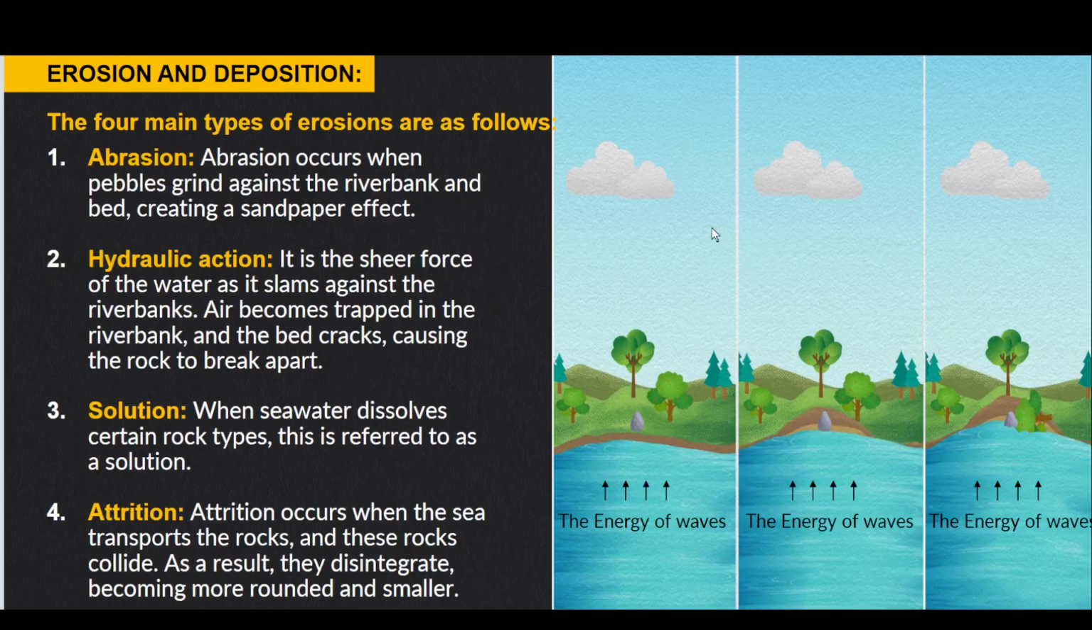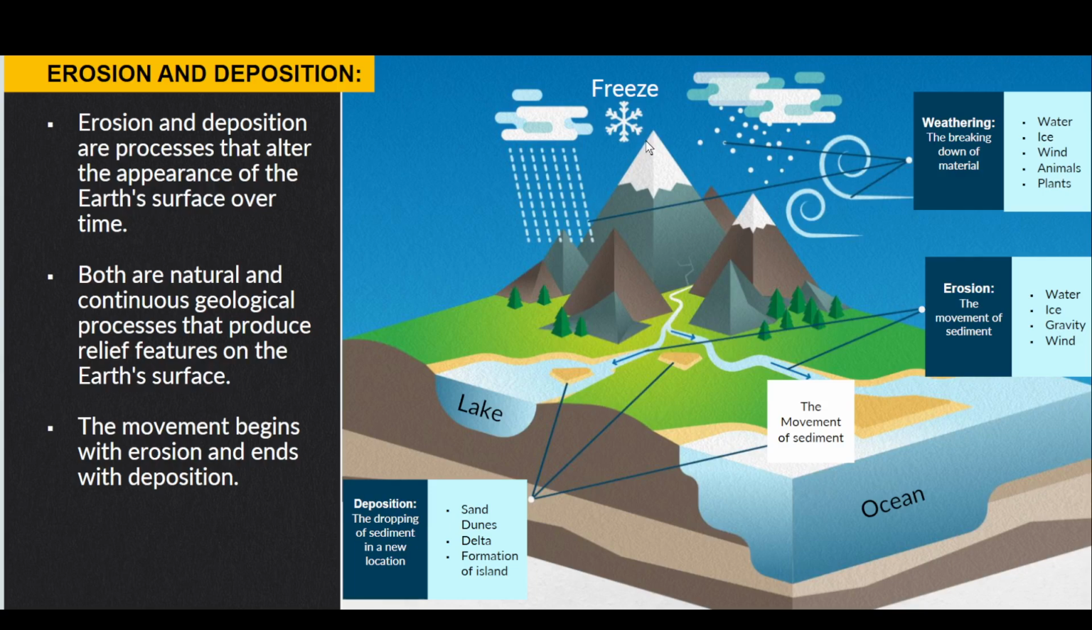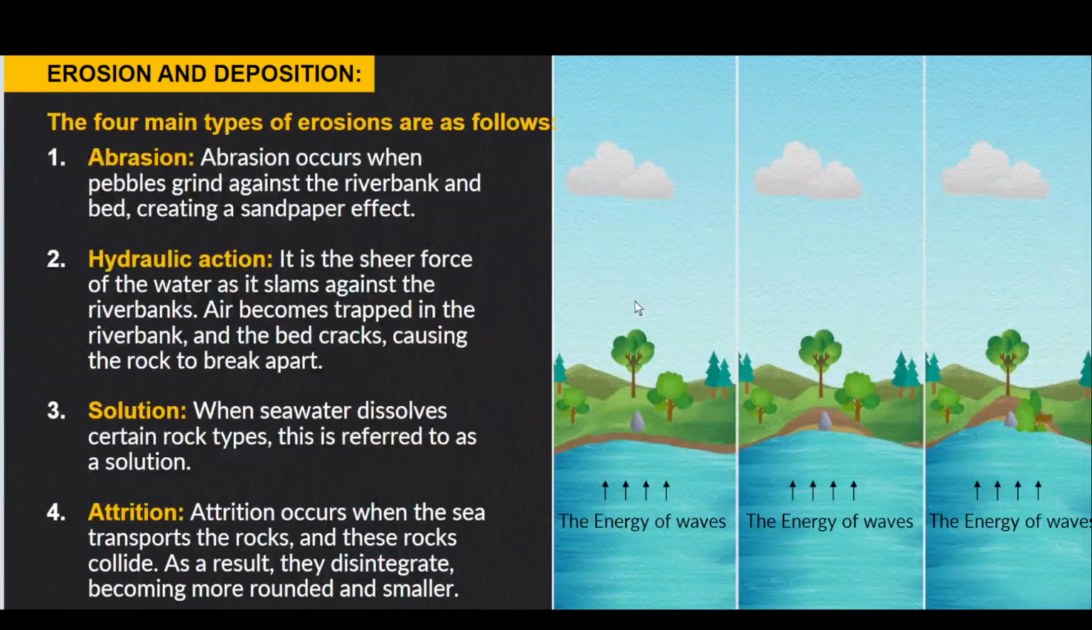Like here, first, you can see weathering of rock. Weathering means breaking down because of water, ice, wind, animals, plants. Then they are moving into a new location, and this movement of sediment is called erosion. It can be because of water, ice, gravity, wind. Then these sediments drop into the new location, which forms sand dunes, deltas, formation of islands, right? Which is called deposition.